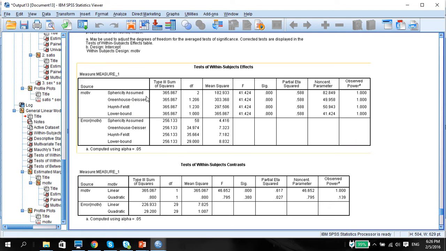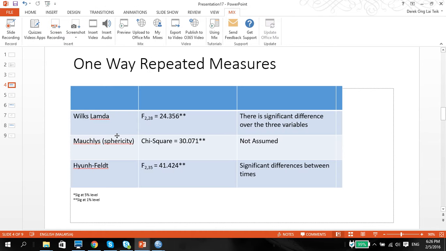Usually, if we do not assume sphericity, we try to use something that is less conservative. So we use Huynh-Feldt, and we report the F of 41.424 and significant. So with 1.2, usually we just use the 2 and 58 as the F. So if we look at the thing here, report the Wilks' lambda, we say there is a significant overall difference of the three variables. Mauchly's test of sphericity with chi-square. And of course, the sphericity is not assumed, so therefore we use the Huynh-Feldt.